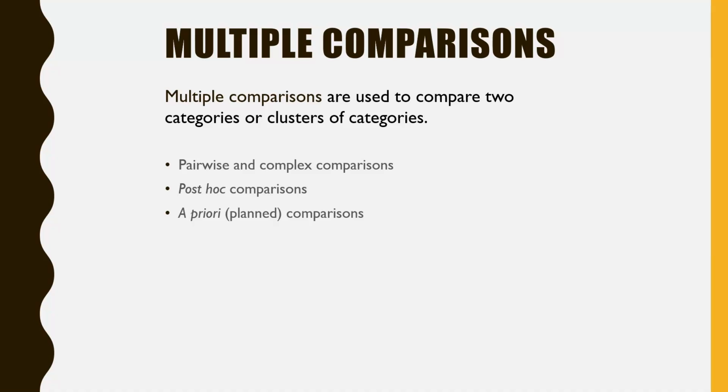Multiple comparisons are used to compare two categories or clusters of categories. Now we could do pairwise comparisons in which we compare one proportion to another. We can do complex comparisons in which we combine these comparisons together for a couple groups or more than two groups and compare it to one or more than two groups. That is one way we can classify comparisons, but we can also classify them on the basis of whether we're doing it after the omnibus analysis, in which we call it post hoc, or if we're going to skip the omnibus analysis and plan in advance what comparisons we're interested in and do these a priori or planned comparisons.